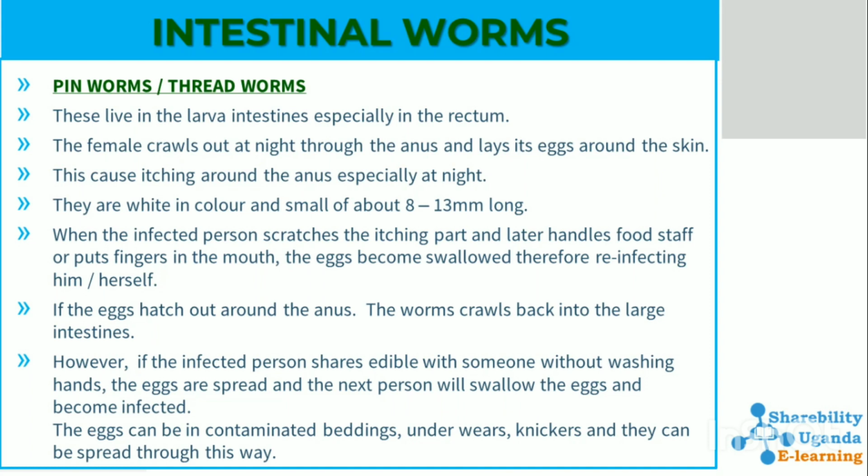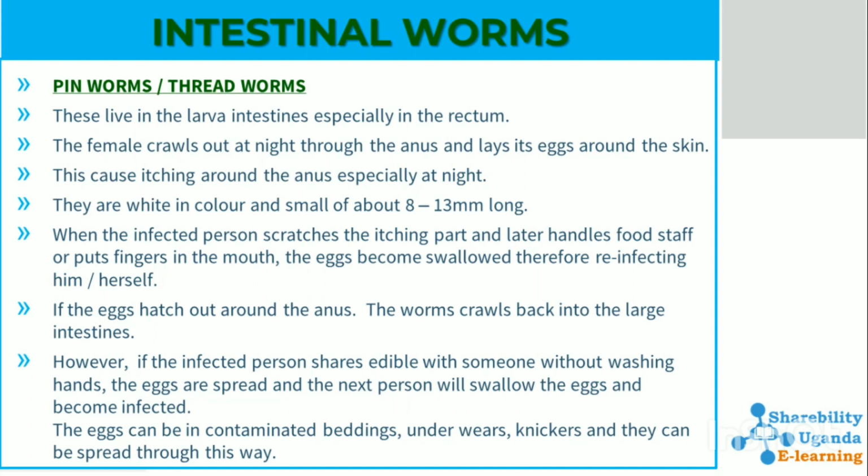And when, let's say in the morning, they wake up and eat something, they touch food with unwashed hands, they reinfect themselves by swallowing those eggs which have contaminated the food. If the eggs hatch around the anus, the worms crawl back into the large intestines. However, if the infected person shares food or eats with someone without washing their hands, the eggs spread and the next person will also swallow the eggs and become infected.